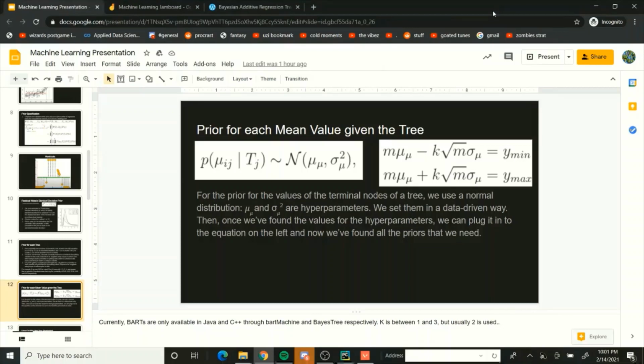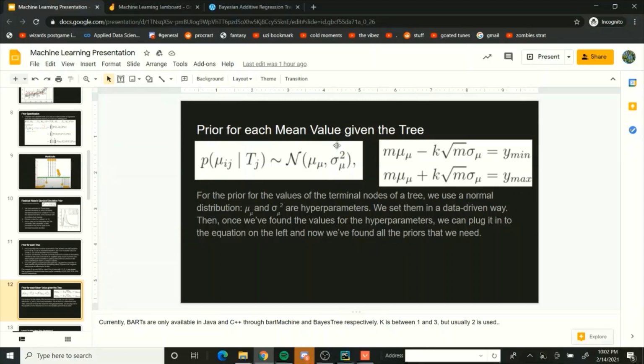Okay, now to find the prior for each mean value, so for each tree, we just say that the prior for each mean value given the tree is just going to be the same. It's just going to be a normal distribution with a mean, or a middle value, of this left parameter and a standard deviation of the square root of this right parameter.